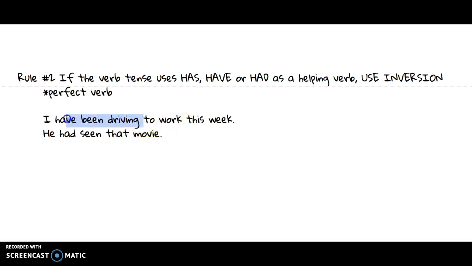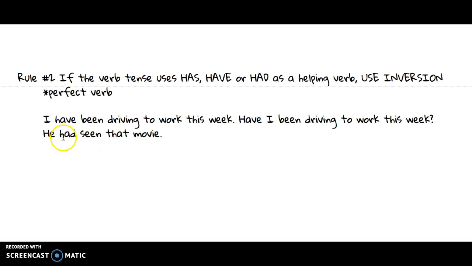So here's my verb in my first sentence. I have been driving to work this week. My main verb is drive, but have is helping to make this verb tense. So I'm going to use inversion with have. Have I been driving to work this week? Seems funny if I can't remember the answer to that, but maybe that's the case.